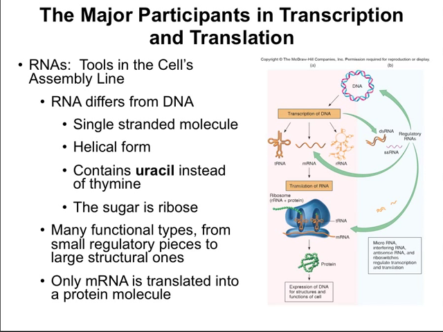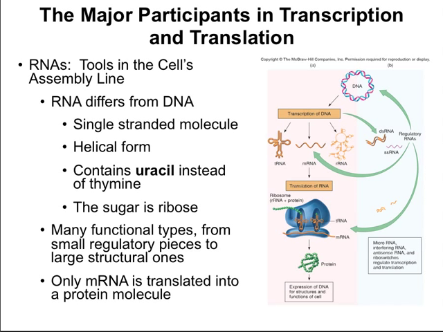So before we move on, we should examine the major players in transcription and translation. There are many players. Mostly we're going to see messenger RNAs and transfer RNAs, as well as some regulatory RNAs, ribosomes, and some other types of enzymes. So RNAs are the tools in the cell's assembly line.